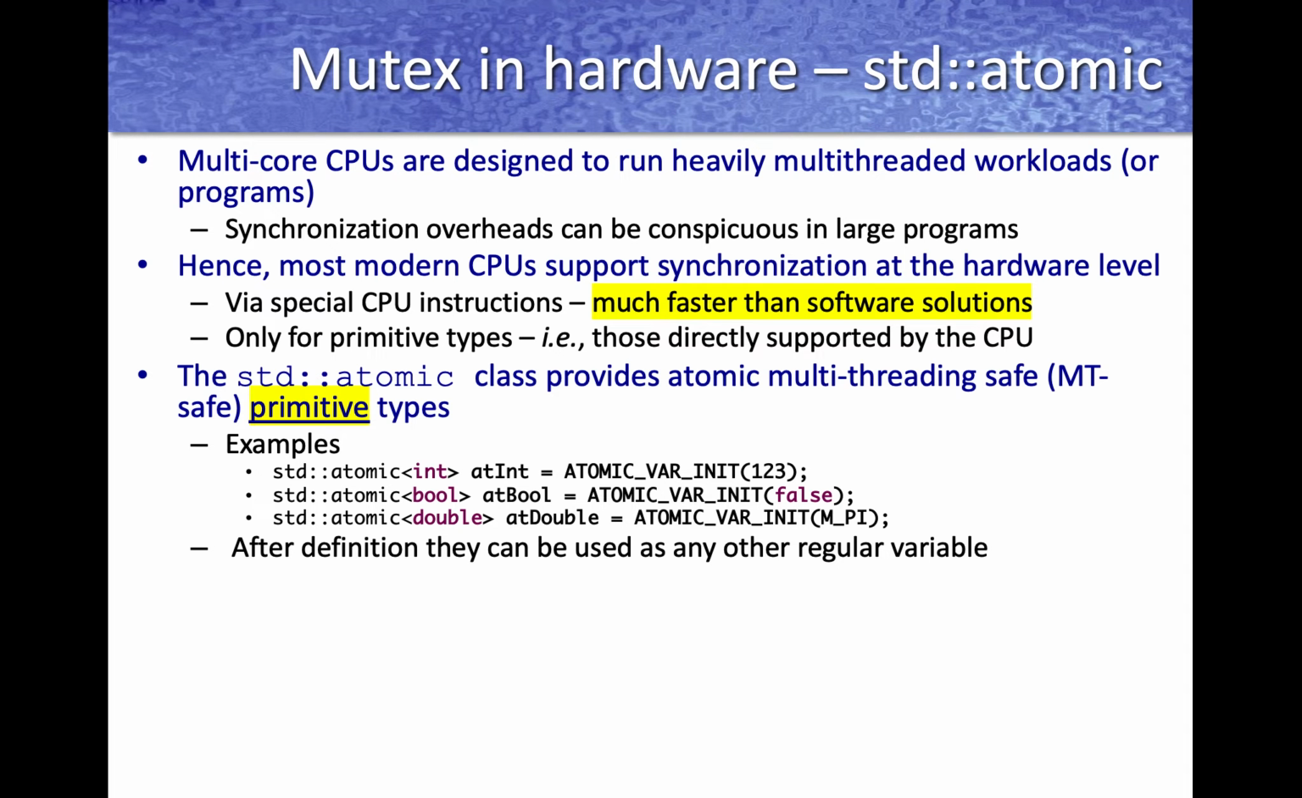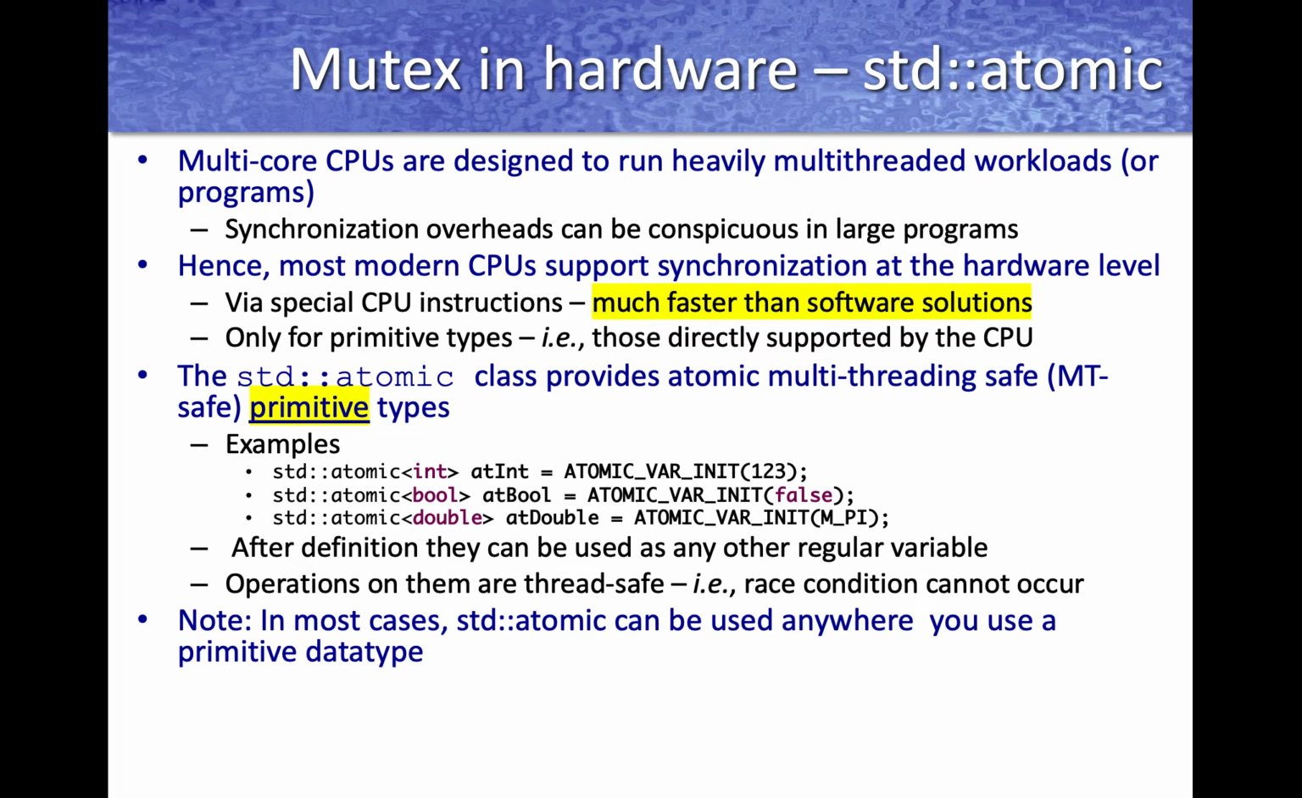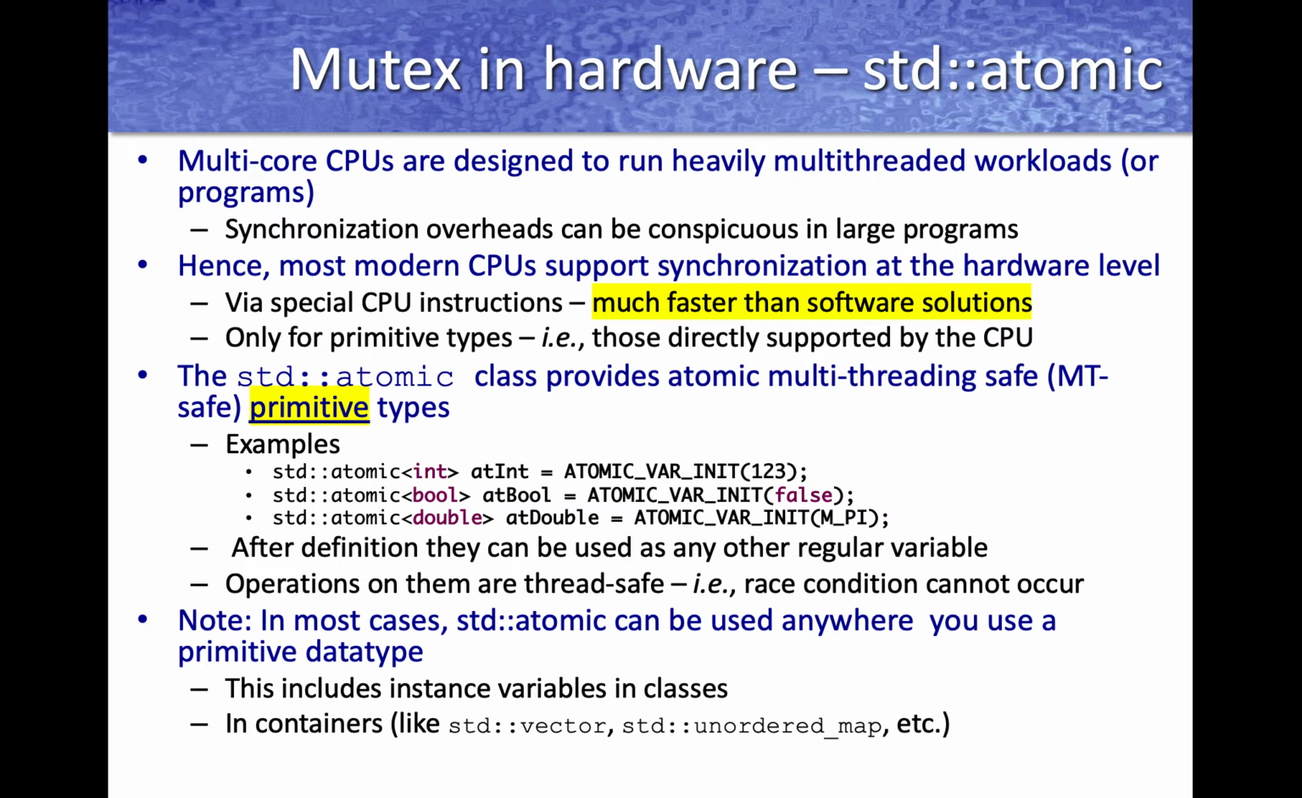Once these variables are defined, you can use them just like any other regular variables. Operations on these atomic variables are all thread safe. That means when you do operations on them, race conditions cannot occur. And in most cases, atomic variables can be used anywhere you use a primitive data type. So wherever you use a primitive data type like an int, you can use an atomic int. And you can use them as instance variables. You can use them with containers like vectors and unordered maps as well.